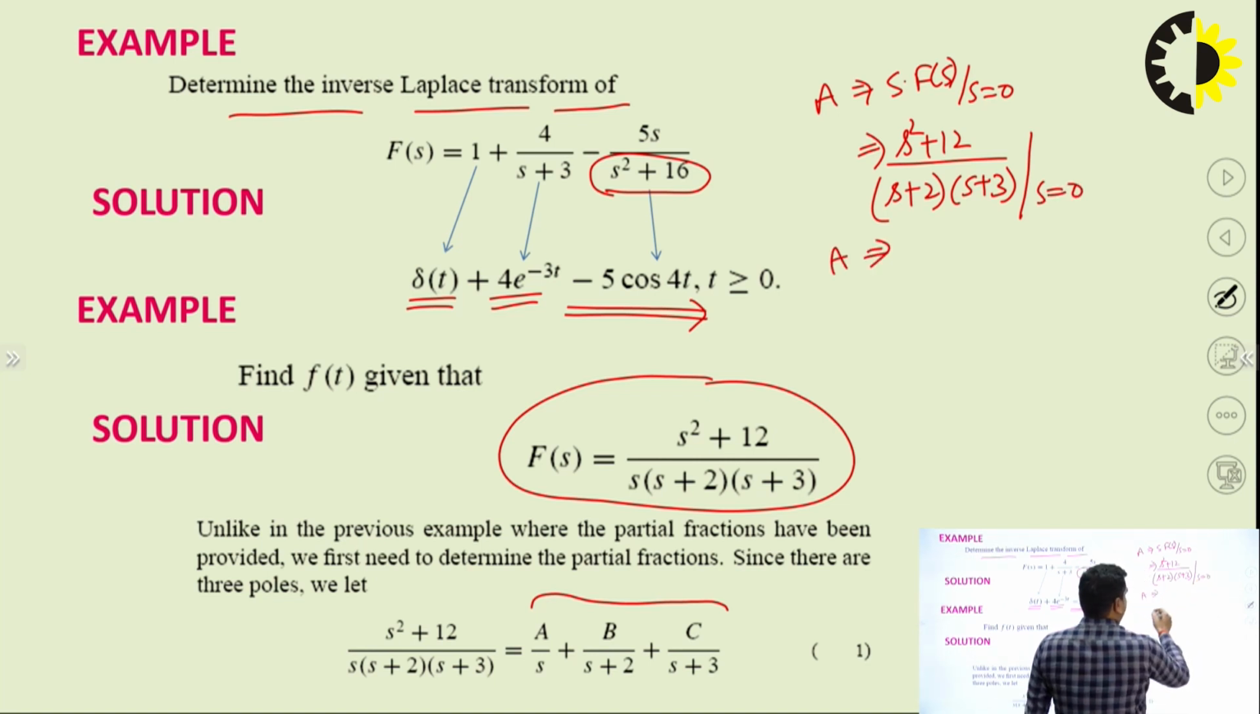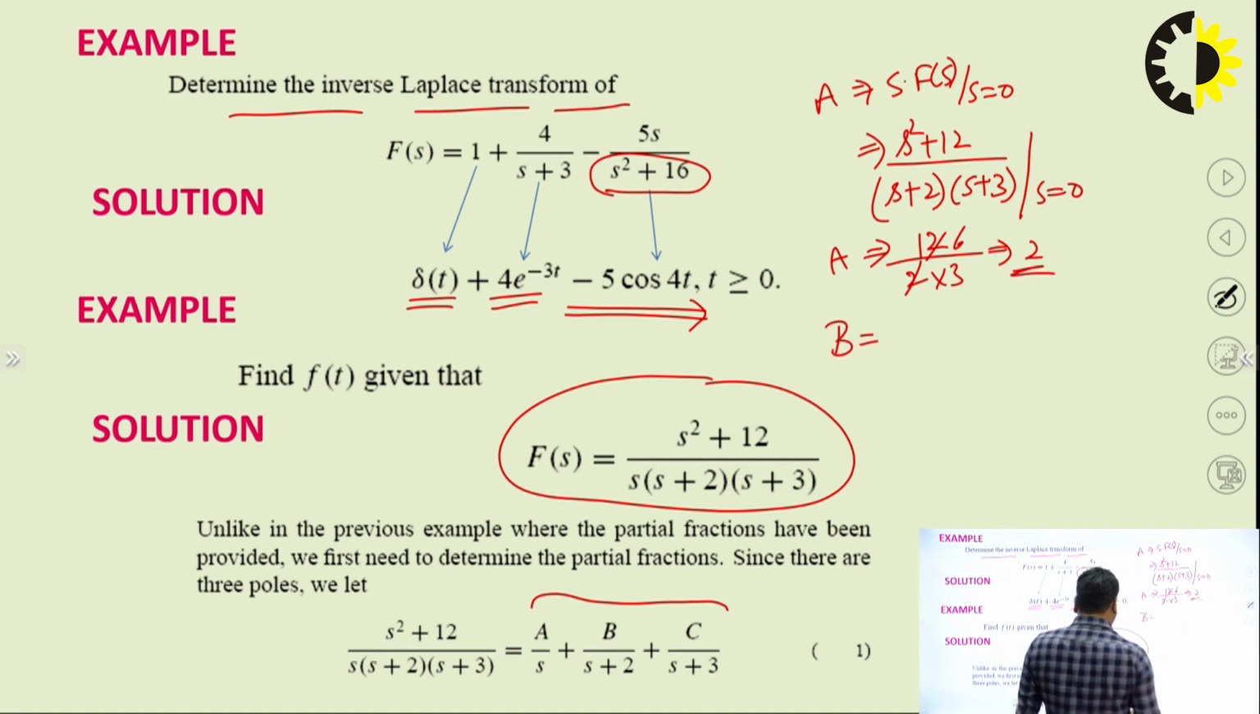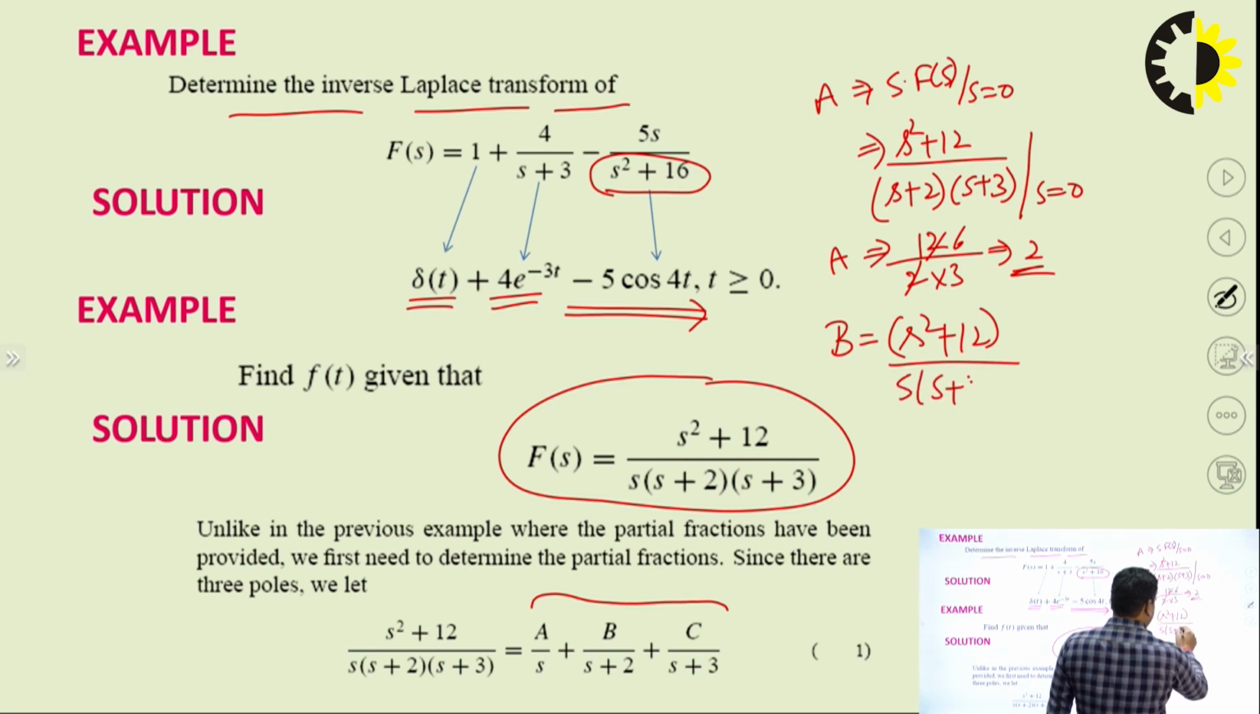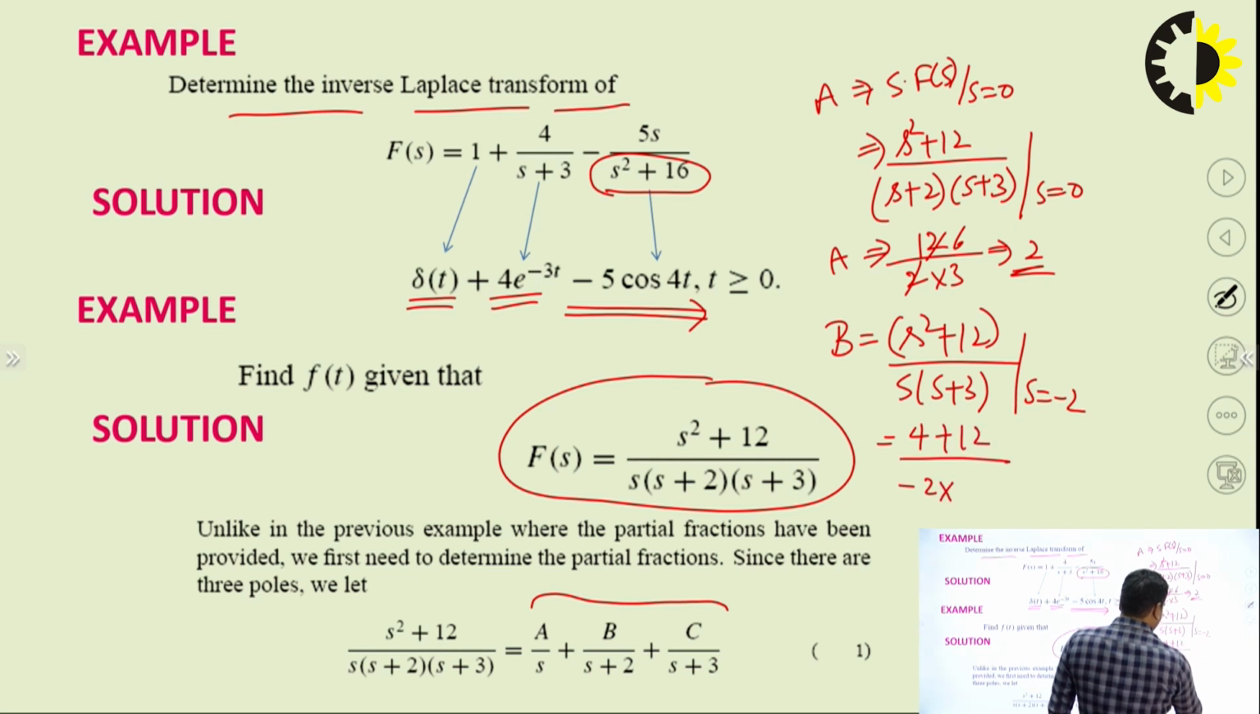So what is the value of a? It becomes 12 upon 2 into 3, which is 2. What is the value of b? We have s square plus 12 upon s(s plus 3) at s equal to minus 2. Here minus 2 square is 4, 4 plus 12 is 16, divided by minus 2 into 1, which is minus 16 upon 2, becomes minus 8.